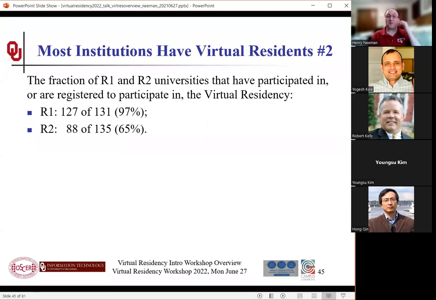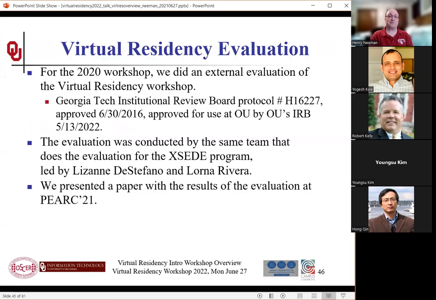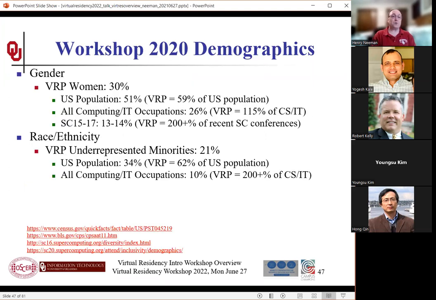And again, for virtual residency, all but 4 of the R1s and more than half of the R2s participate, including some of the R2s that do not have on-campus research computing resources. We did an evaluation a couple of years ago, and we published it last year at the PEARC conference. That was done by Lizanne DeStefano and Lorna Rivera of Georgia Tech. Lorna's now in industry, but Lizanne is at Georgia Tech continuing all that sort of work. And we published a paper about it.